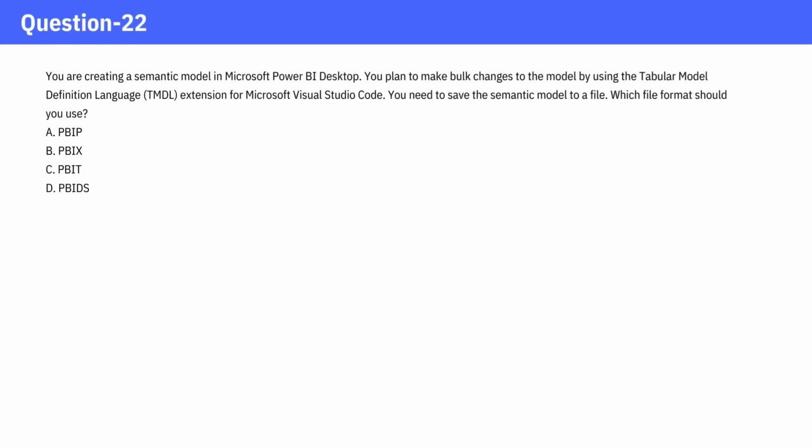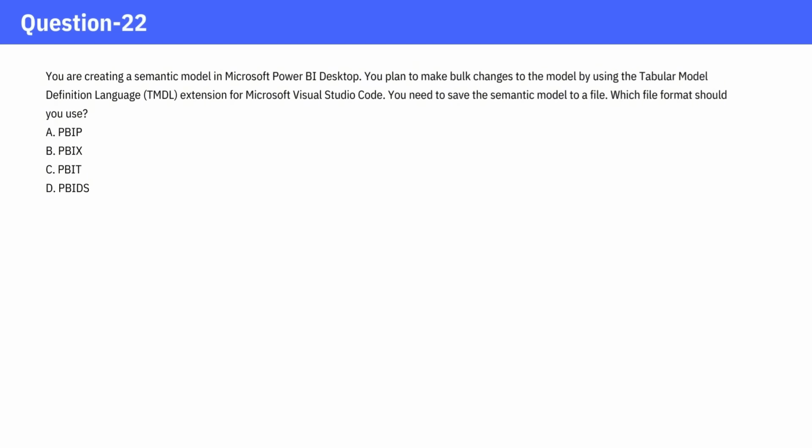Question 22. You are creating a semantic model in Microsoft Power BI Desktop. You plan to make bulk changes to the model by using the Tabular Model Definition Language, TMDL, extension for Microsoft Visual Studio Code. You need to save the semantic model to a file. Which file format should you use? A. PBIP, B. PBIX, C. PBIT, D. PBIDS. Pause the video, think it through, and verify your answer.